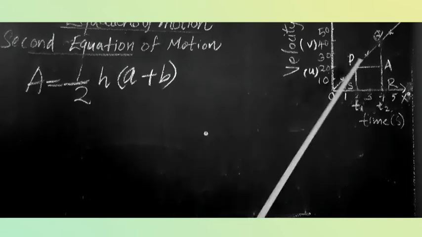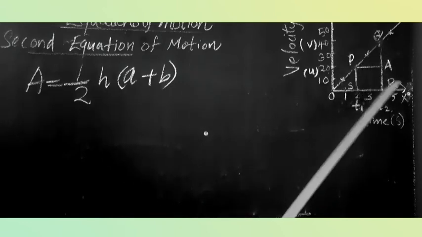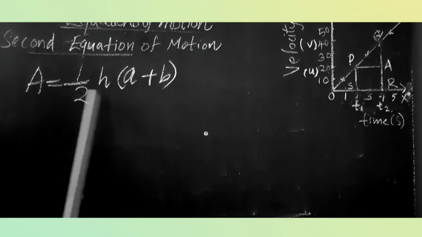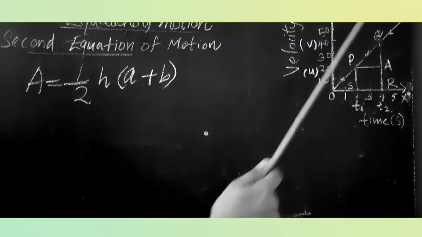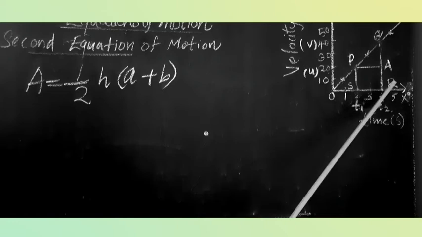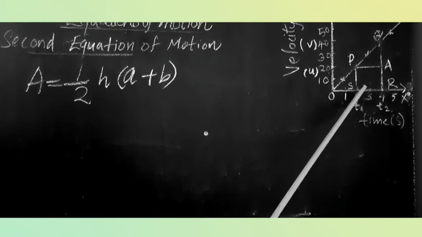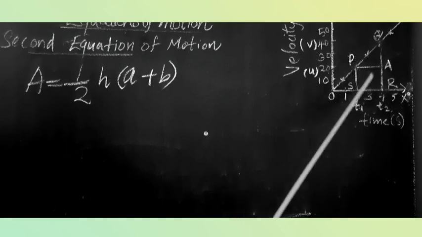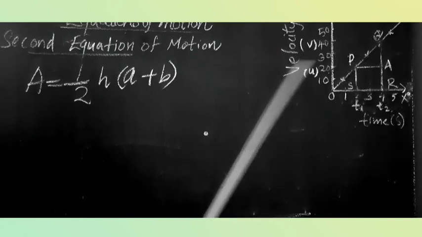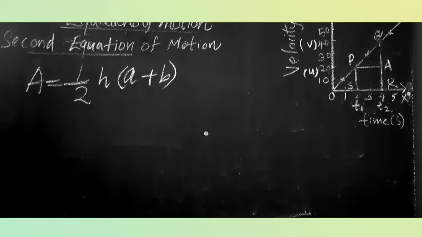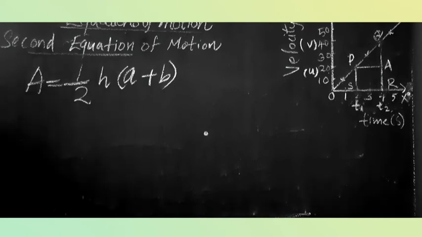A and B are parallel sides and h is the distance between these two sides. Now compare these terms with our graph. h is the distance from S to R, or it is time. PS is u and QR is v. Now let us substitute all these values.